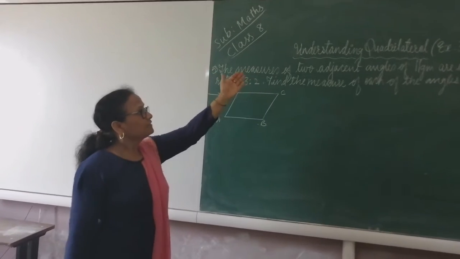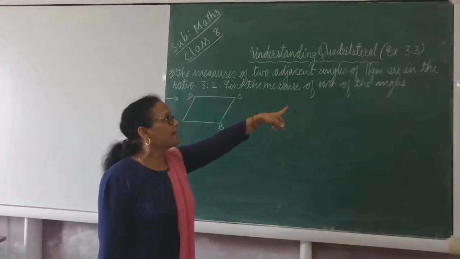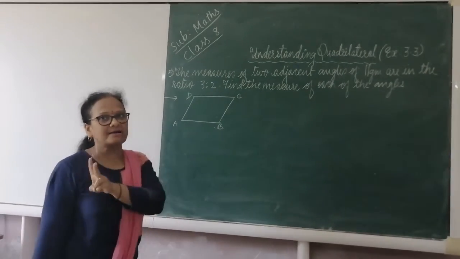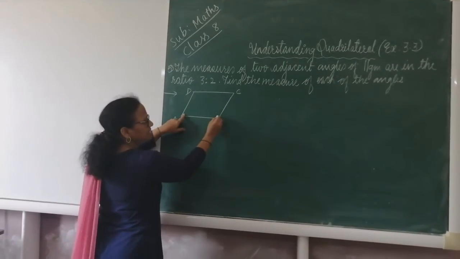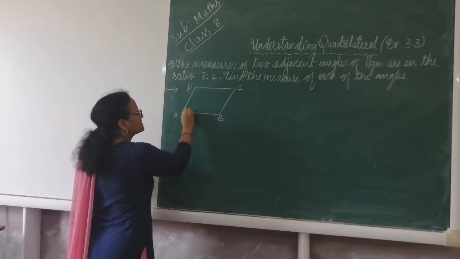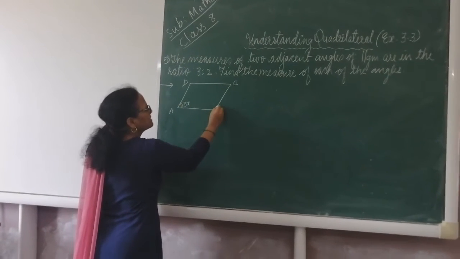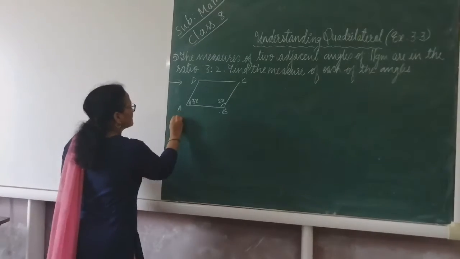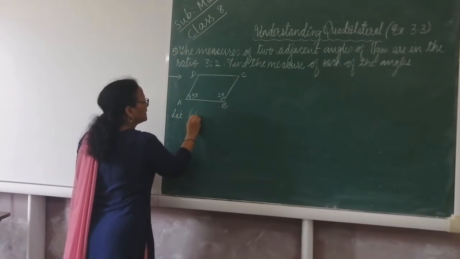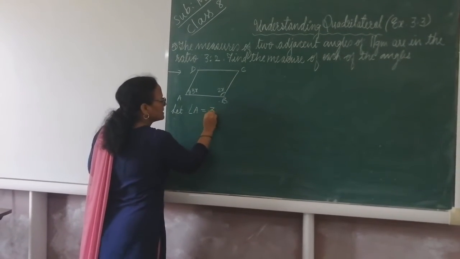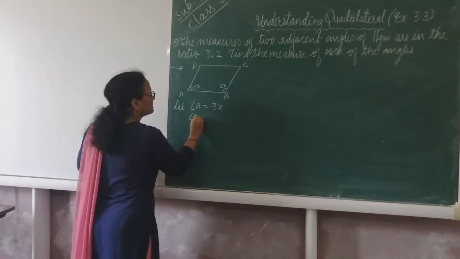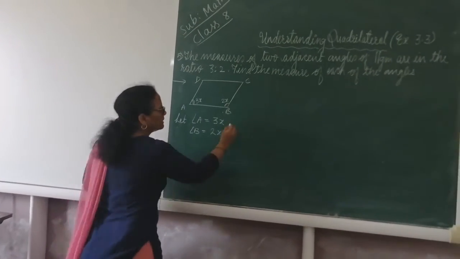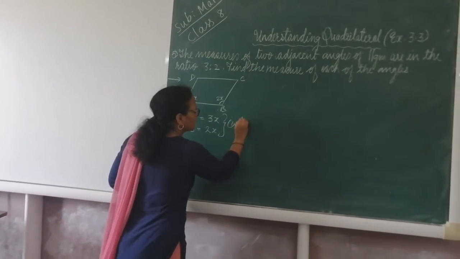Now the measures of two adjacent angles of a parallelogram are in the ratio 3:2. Two adjacent angles are given. Two adjacent angles means this and this. Suppose this we have considered as 3x. That means this we will consider as 2x. Now see, let angle A is equal to 3x, angle B is equal to 2x, two adjacent angles. Here write down the reason: adjacent angles.